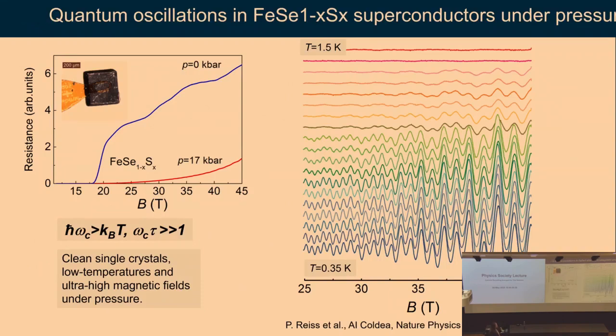And if we look at the temperature effects, here it shows the complexity of seeing this quantum oscillation and how fragile they are. To maintain the condition that the cyclotron frequency is larger than kBT, and omega tau much larger than 1, means we need a very clean system, very low temperatures, and very high magnetic fields to be able to visualize them. And here is 0.35 Kelvin. By the time we are at 1.5 Kelvin, the amplitude of the oscillation has died out and they are all gone.